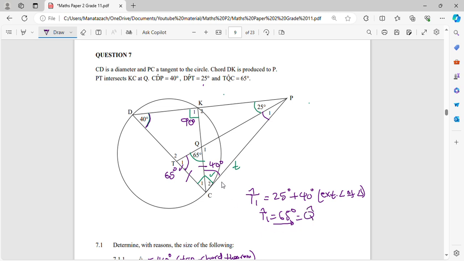That will mean TC is equal to QC. The reason would be this will be the isosceles triangle.